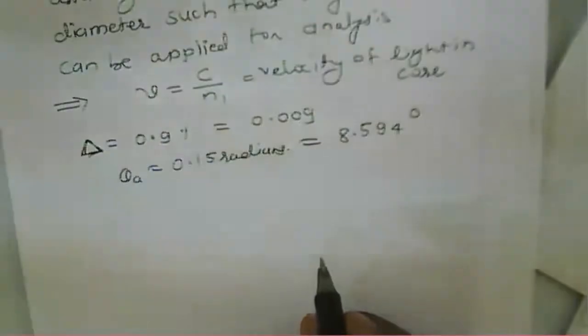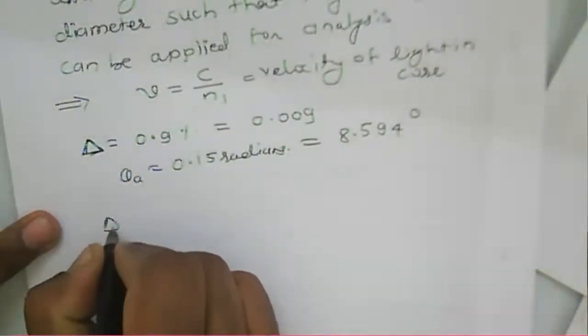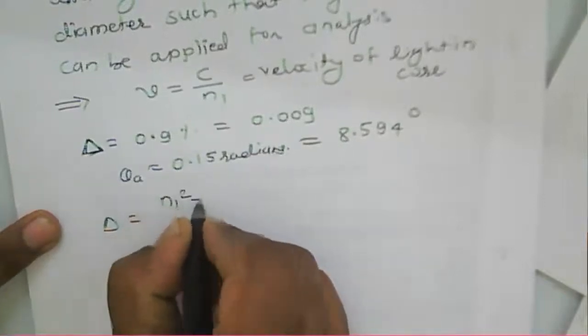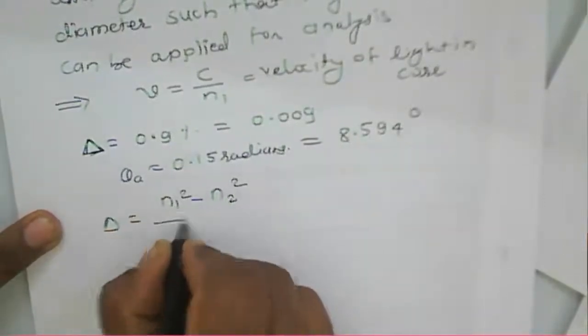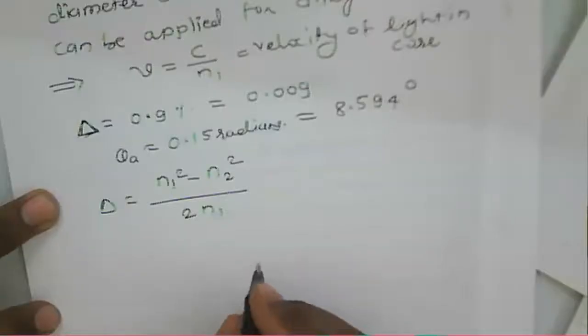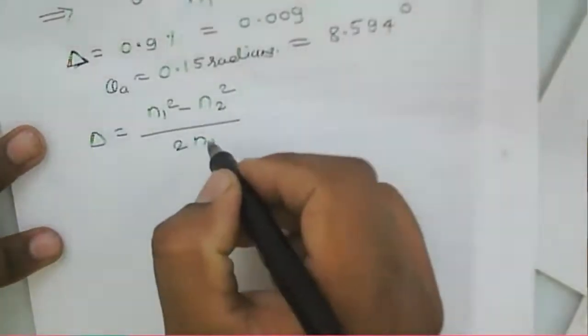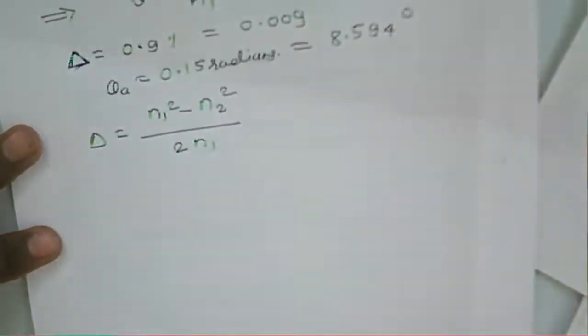So to find it, we consider that delta is equal to what? n1 square minus n2 square divided by twice of n1 square. Now here, that delta is equal to n1 square minus n2 square divided by twice n1 square. So that we'll get the value of the numerical aperture.